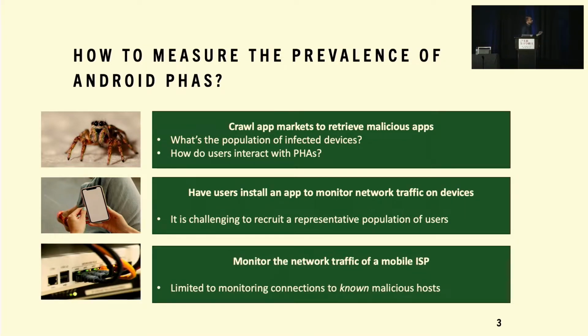And finally, the third category looked at network traffic from mobile ISPs. So we are not looking at markets anymore, we are not looking at devices anymore, but we are sitting somewhere in between, looking for traffic that we consider malicious. And the issue there is that to identify what is malicious, we need to rely on block lists and lists of known malicious domains, IPs, and so on, which we know very well can be limited and incomplete.